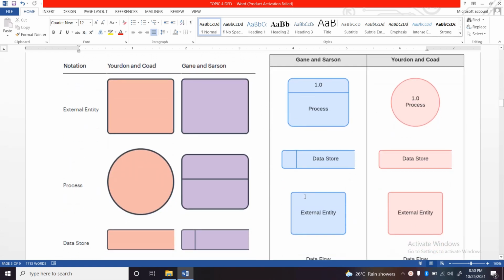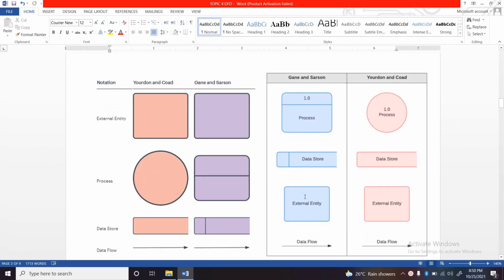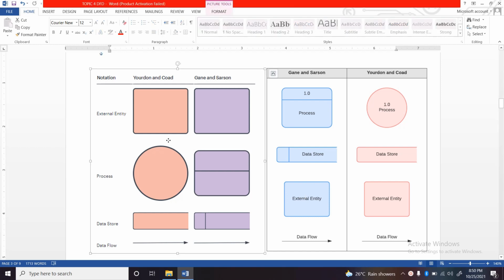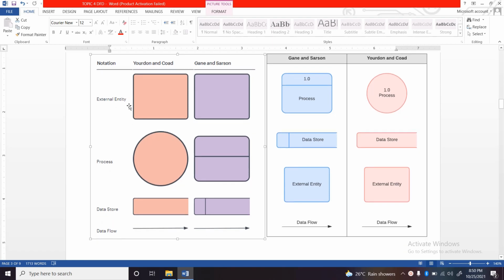Okay, so here I would like to show the difference between Gane and Sarson, especially the symbols or the shapes used in order to create a data flow diagram. So here we have the Yourdon and Coad, and then Gane and Sarson, whereas we also have the external entity, the process, data store, and then the data flow. So for the external entity, pink for Yourdon and Coad, and we also have purple for Gane and Sarson here.